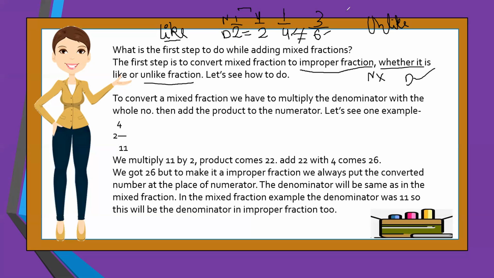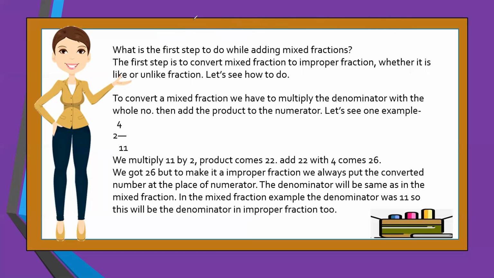Now let's see the first step that we have to do in a mixed fraction. We convert the mixed fraction into an improper fraction. The only twist in mixed fraction addition is the conversion. The rest of the things are the same as we do for improper fractions and proper fractions. To convert a mixed fraction, we have to multiply the denominator with the whole number, then add the product to the numerator.